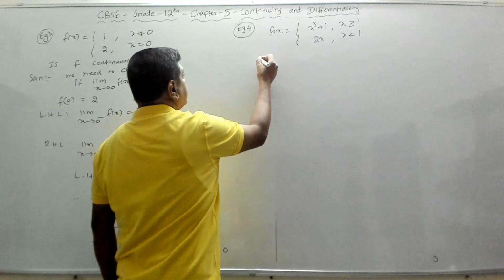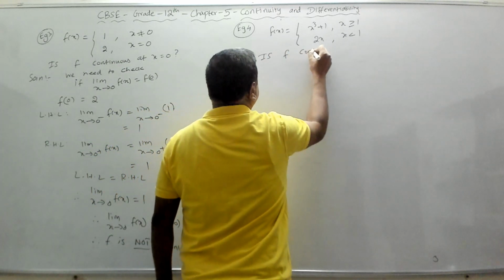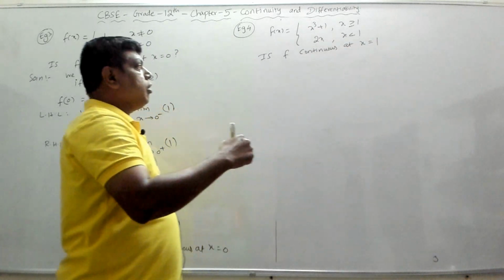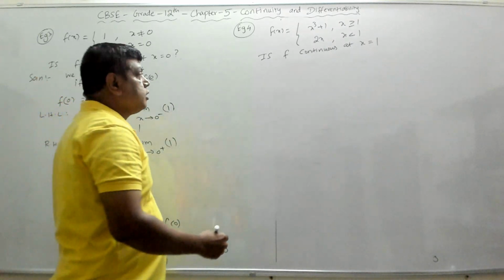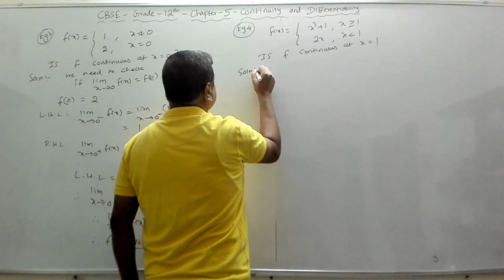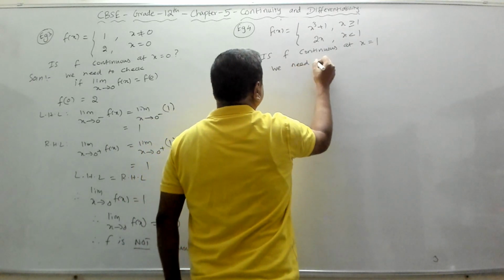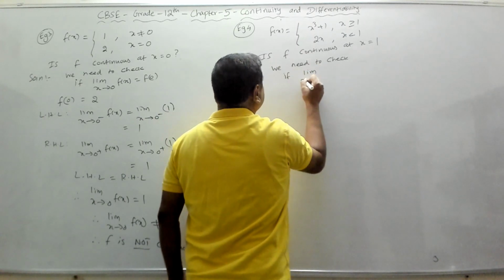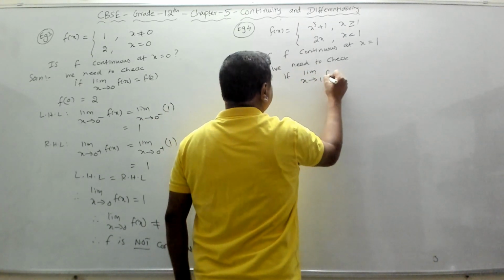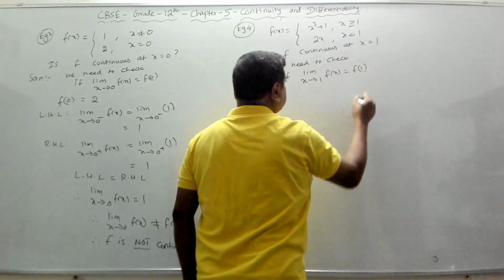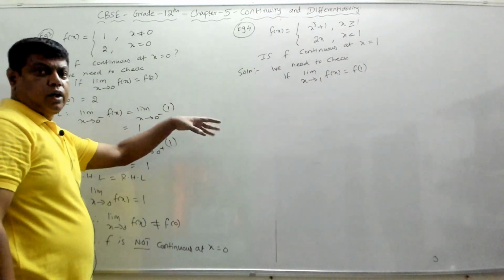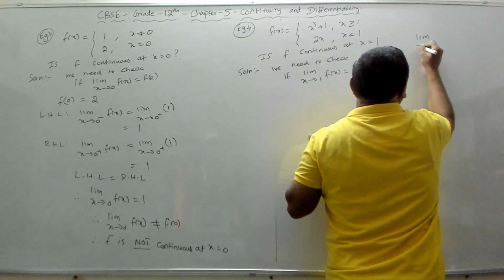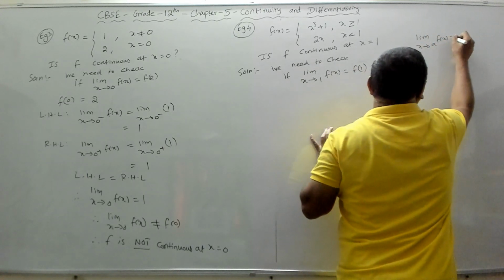Now the question is, is f continuous at x equal to 1? At the point x equal to 1, we have to check whether f is continuous or not. So for that, the solution is we need to check if limit x goes to 1 of f of x is equal to f of 1. The general formula for continuity is this: limit x goes to a of f of x equals f of a.